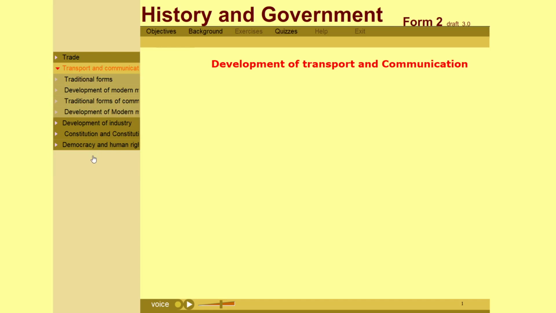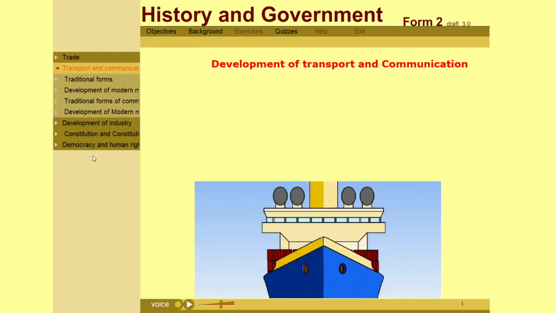Transport is the movement of people and goods from one place to another. Transport is classified according to the mode it takes, that is, water, land, and air. It is also categorized into traditional and modern forms. In this lesson, we are going to learn about traditional forms of transport.